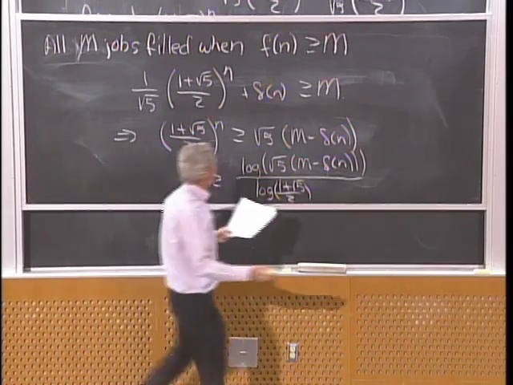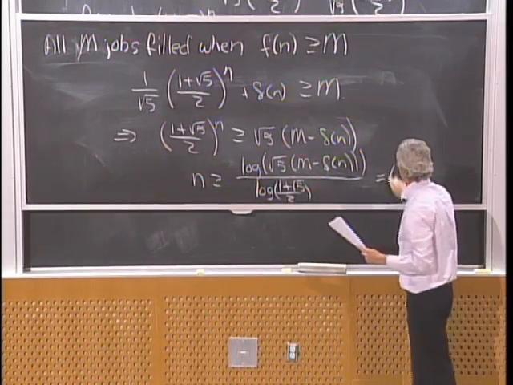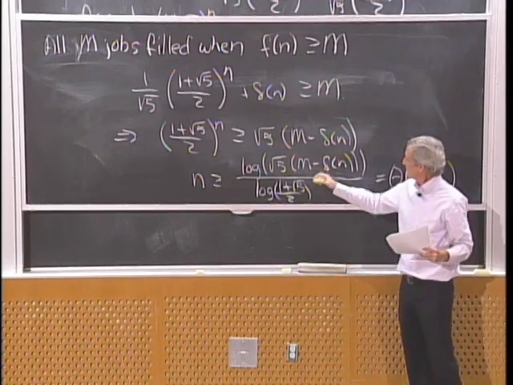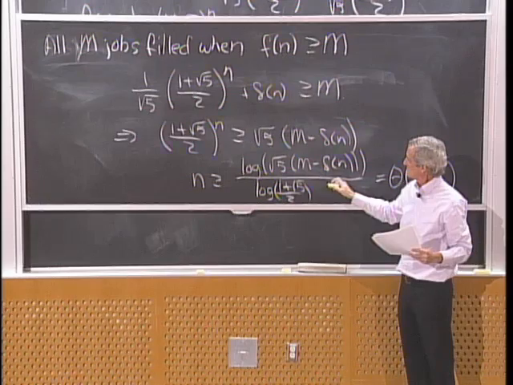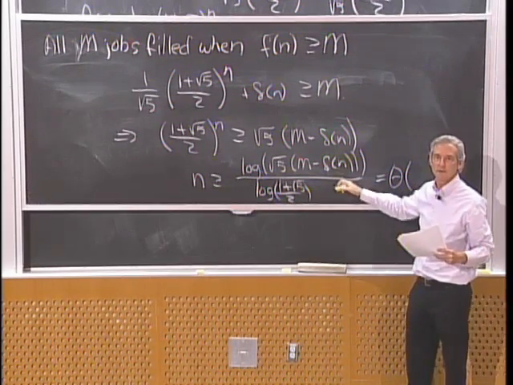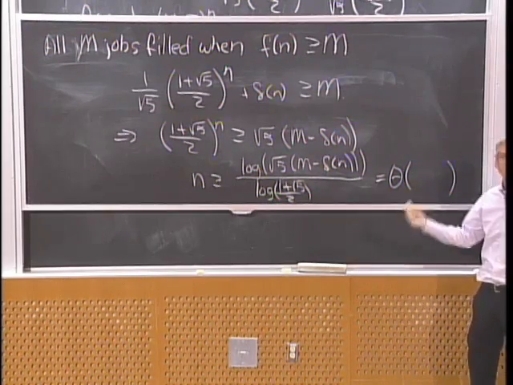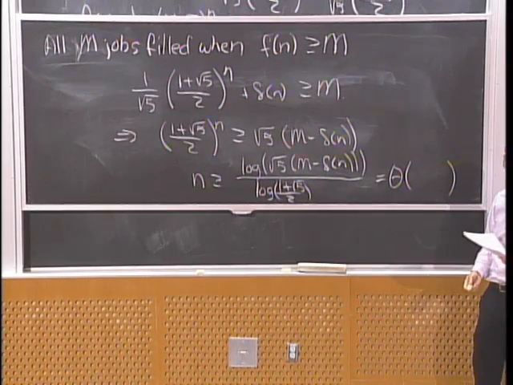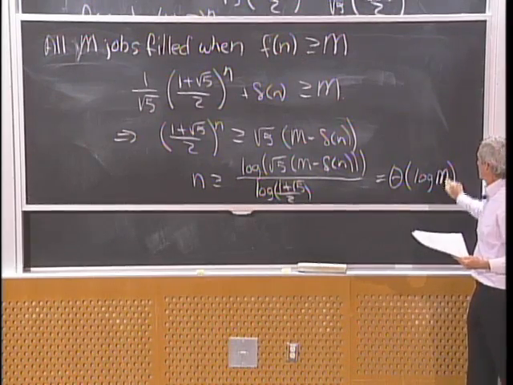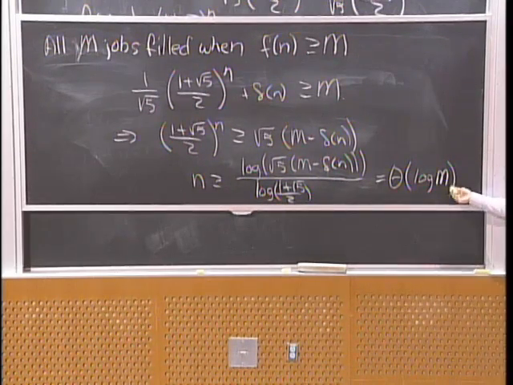In other words, this is theta. What's this theta of here? That goes away. I can skip all the constant factors. What's this theta of here, this expression, in terms of theta of something to do with some function of m? Log of m. So the jobs get filled in log of m years.